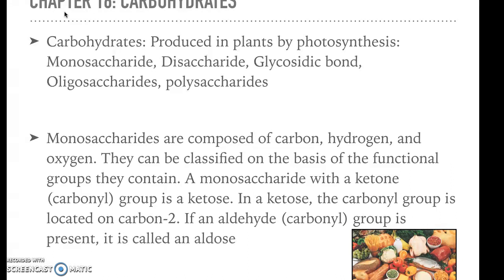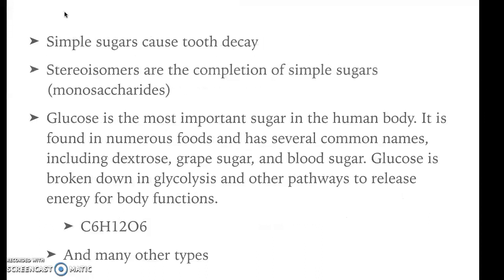A monosaccharide with a ketone carbonyl group is a ketose. So that's interesting because a lot of people now are into the ketone diet. So to actually understand how that happens on a chemical level has been really interesting. In a ketose, the carbonyl group is located on carbon 2. If an aldehyde group is present, it is called an aldose. And then the bottom right picture are examples of some carbohydrates, the breads, fruits, and vegetables, pastas, and starches.